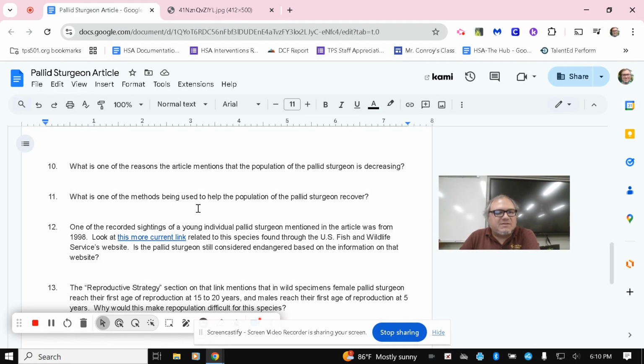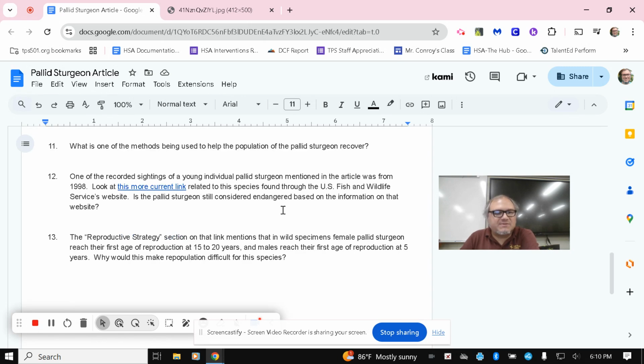11, what is one of the methods being used to help the population of the pallid sturgeon recover? So again, what are we doing to kind of help bolster their numbers? Then for our last 2 questions, we're going to be using a link that I've included here in the article. One of the recorded sightings of a young individual pallid sturgeon mentioned in the article was from 1998. Look at this more current link related to this species found through the U.S. Fish and Wildlife Service's website.